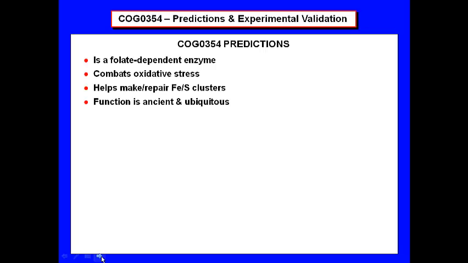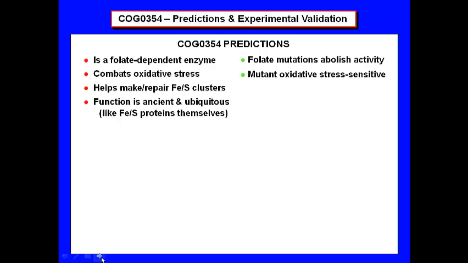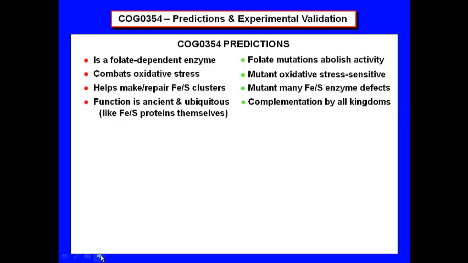Well, we can make experiments, and we can show experimentally that folate mutations abolish its activity. In other words, COG0354 doesn't work if you take away folates. That supports it being folate dependent. We can show that the mutant is oxidative stress sensitive, and I'll give you data for that in a moment. We can show that that mutant has many iron sulfur enzyme defects. Take it away, several iron sulfur proteins go bad. And in keeping with its function being ancient and ubiquitous, you can complement the E. coli mutant by that gene taken from any one of the kingdoms of life, which is really striking.